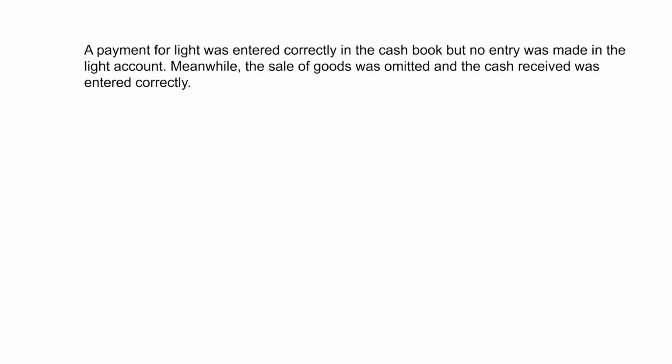A payment for light was entered correctly in the cash book, but no entry was made in the light account. Meanwhile, the sale of goods was omitted and the cash received was entered correctly. Debit light, credit sales.